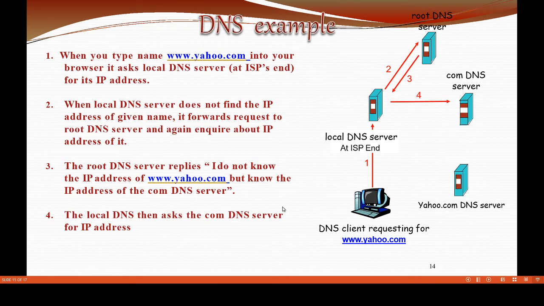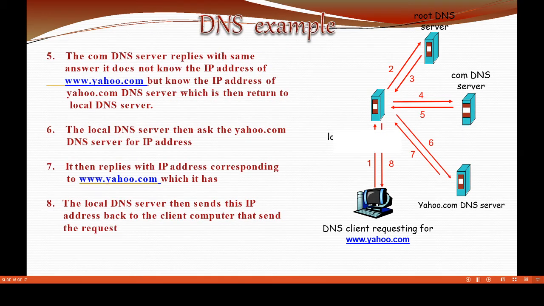The commercial DNS server also checks www.yahoo.com, but it has only the yahoo.com IP address, and sends it to the DNS server and then returns to the local server. The local server then asks the yahoo.com DNS server for the IP address, and it replies with the IP address corresponding to yahoo.com, which it has. So the local DNS server then sends the IP address back to the client that sent the request. Okay, this is the DNS.